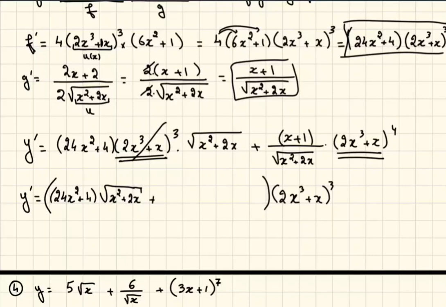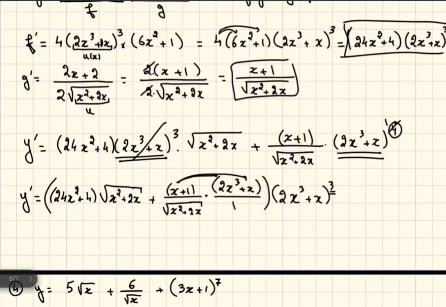Plus, for the other one, I have (x plus 1) over radical x squared plus 2x. From the 4, we took 3 out. I still have 1, so this becomes exponent 1, no need to write exponent 1. If you want to proceed, you can write this over 1 and distribute. Okay, if you want to rationalize, again, you can multiply by radical up and down and do it. Usually they don't ask these questions like this long.